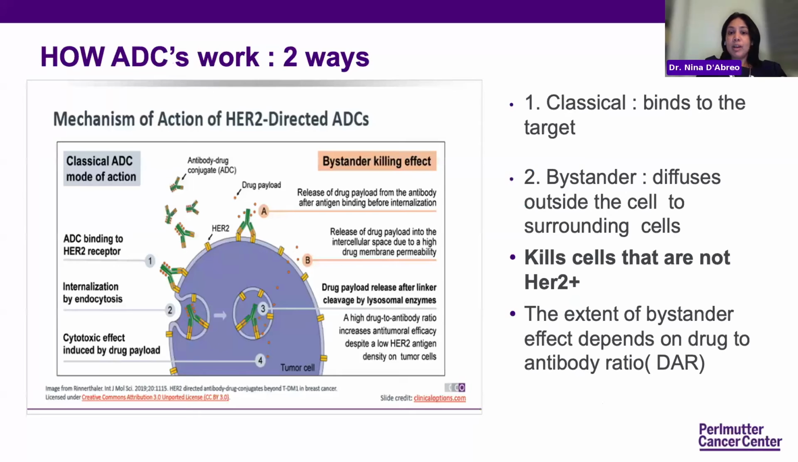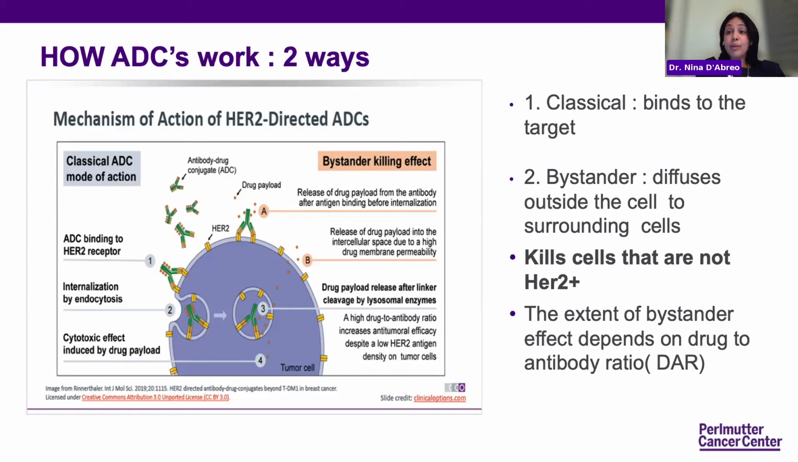So antibody drug conjugates work in two ways. They are like a targeted missile. They have an antibody that they target, like the HER2, but they also have a low dose of chemotherapy attached by a linker. So they bind to the target, they release the chemotherapy, but some of these also diffuse back out of the cell surface and kill cells around, what we call the bystander effect.